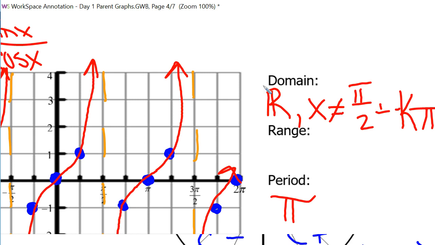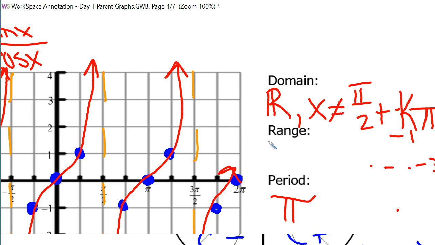Now remember, the integers are the whole numbers and the opposites. So we have 0, 1, 2, 3, negative 1, negative 2, negative 3, etc. So what if I subtracted 1? What if k were negative 1? What would the next vertical asymptote be?